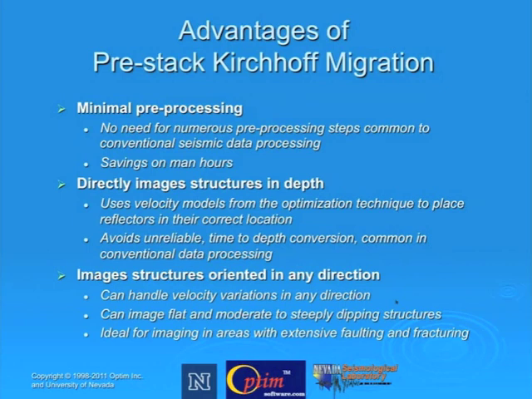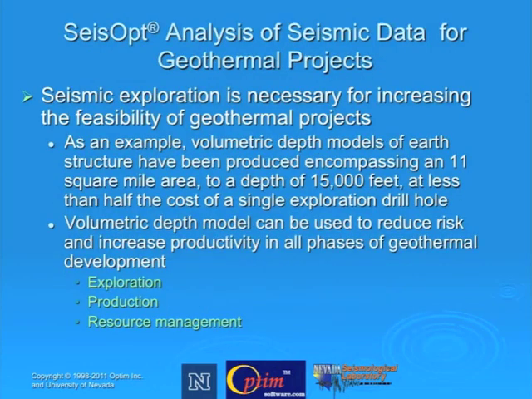So Kirchhoff migration can image structures oriented in any direction and intersecting structures oriented in all directions. It can handle velocity variations in any direction. It can image flat dipping structures, moderate dipping structures, and steeply dipping structures. It's really ideal for imaging in areas with extensive faulting and fracturing. So now, the upshot of all this is that with the SeisOpt analysis, we can actually increase the feasibility of geothermal projects.